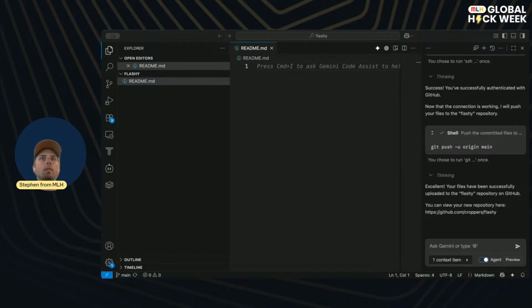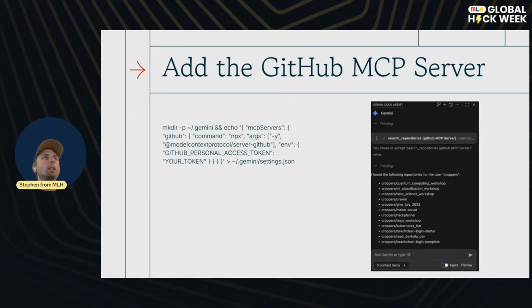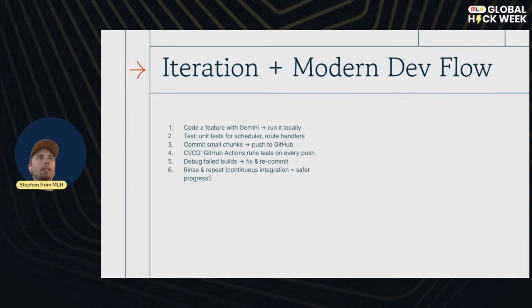So there's one last slide I wanted to show you all, besides the MCP server, and that's iteration and modern dev flow, okay? So I think we'll be able to get to some of these concepts, if not all of them. But once you've coded a feature with Gemini, you want to make sure it works locally, but then you want to test it. And the way you do that is primarily through unit tests, where you test specific functionalities of the application and make sure that they work.